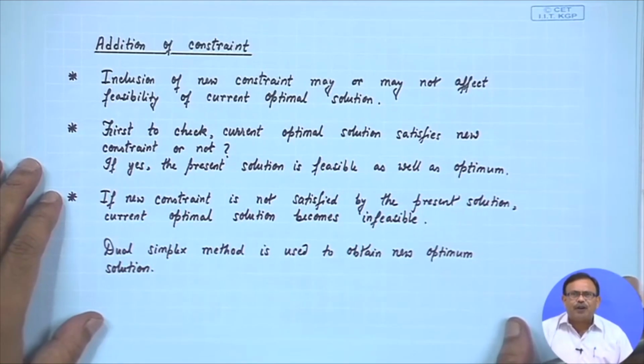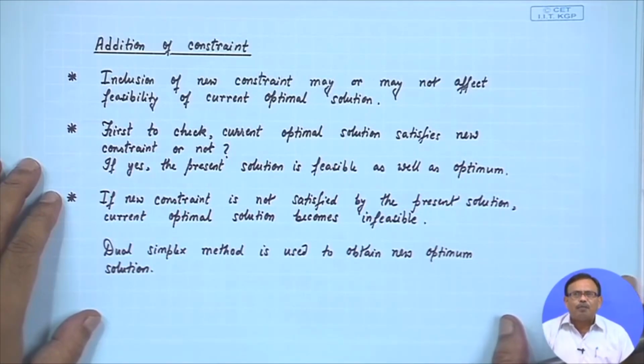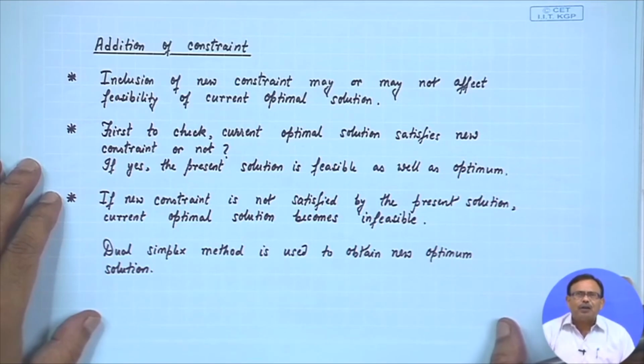So, basically at first you are checking whether the optimal solution you have obtained for the old problem, after adding the new constraint, is satisfying the new constraint or not. If the new constraint is satisfied by the current optimal solution, then the present solution is feasible and that solution will give you the optimum solution. Means in that case you do not have to compute.